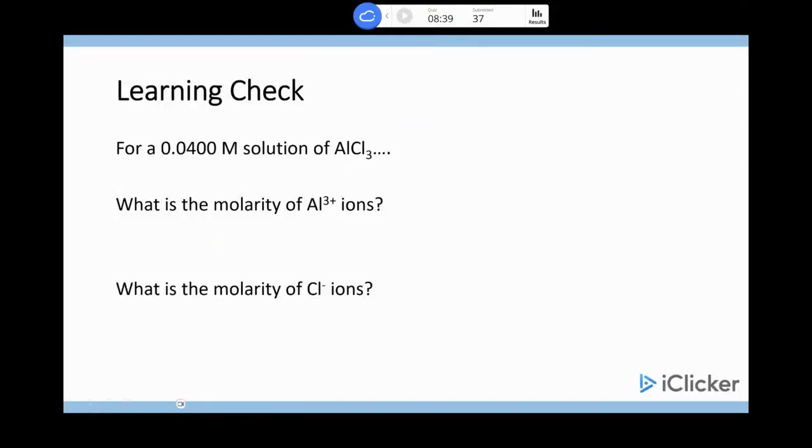In this question, we have aluminum chloride, AlCl3. We're adding this to water. This separates into its ions, Al3+ and Cl-. In our formula, since it's AlCl3, we're getting 3 Cl- ions. So chlorine has a coefficient of 3.